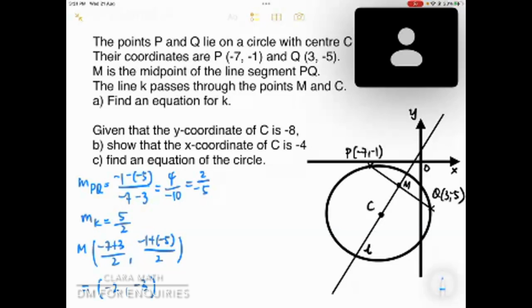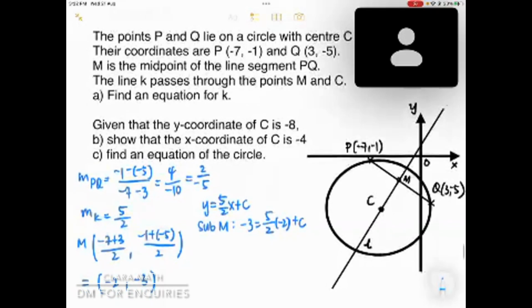So we have the gradient, we have the 1 point on the line. So you can sub it into the equation. Equation of the line will be y equals 5 over 2x plus c. And we sub m inside. Then you get -3 equals 5 over 2 times x, sub in is -2, plus c. Okay, so then it's -3 plus 10 over 2 equals c. So type that in. So c is 2.